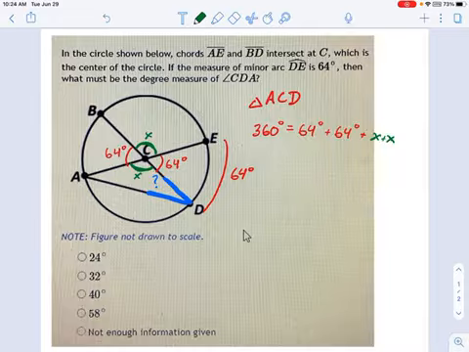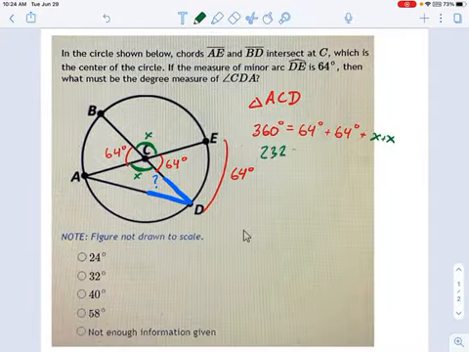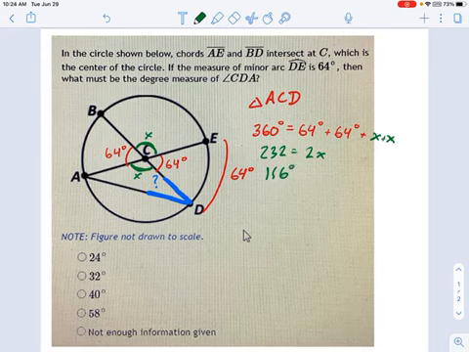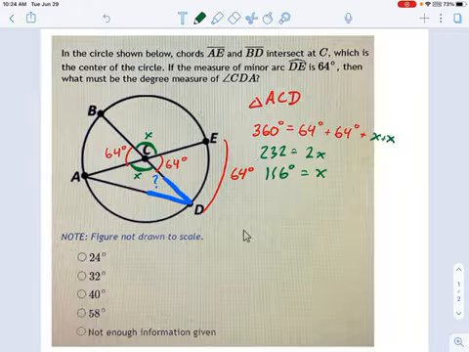Okay, so we can solve this. Pull out a calculator, say 360 minus 64 minus 64. That means 232 equals 2x, which I'm going to be careful here and just let the calculator do it for me. 116 degrees equals x. Okay, that's helpful. What does it do for us? How can we use this knowledge of this green angle right here to solve the figure?